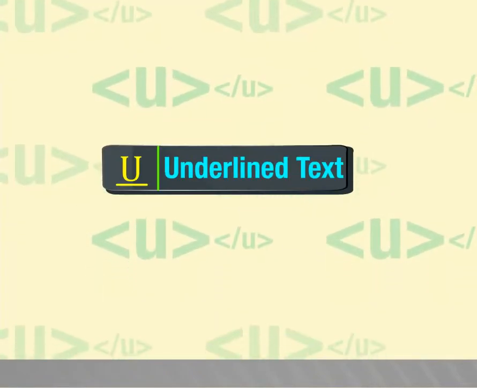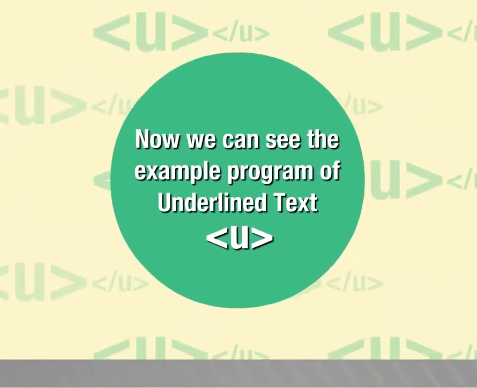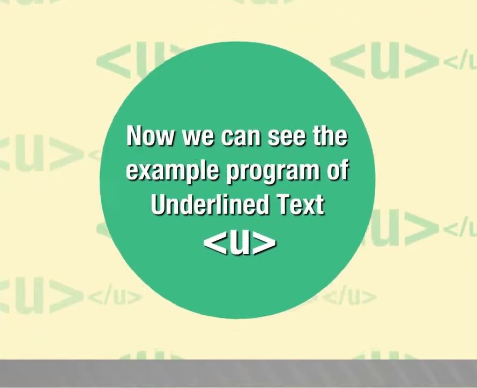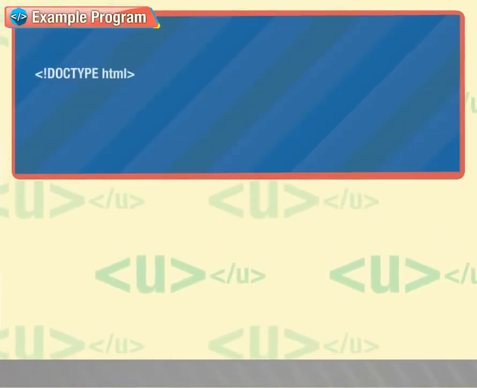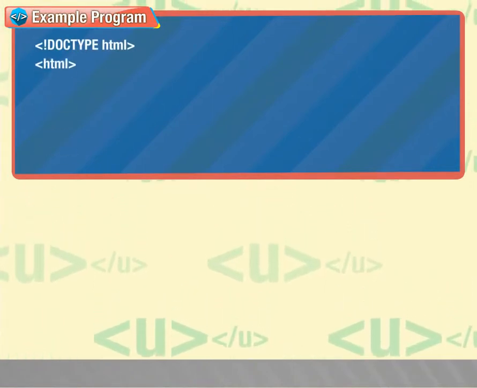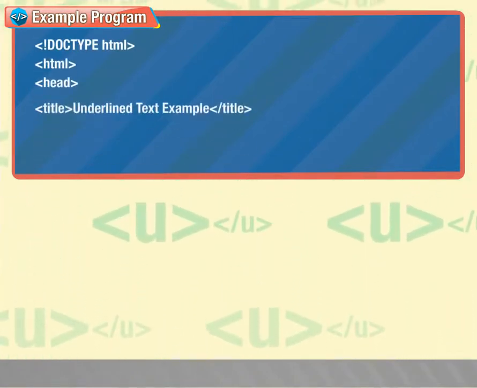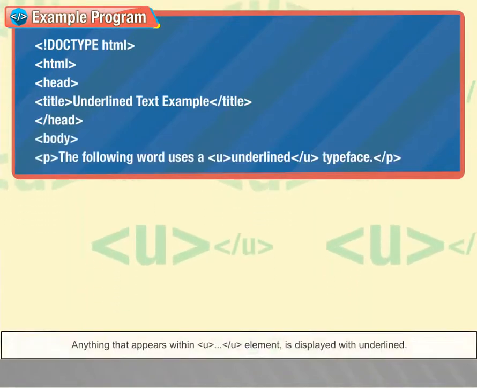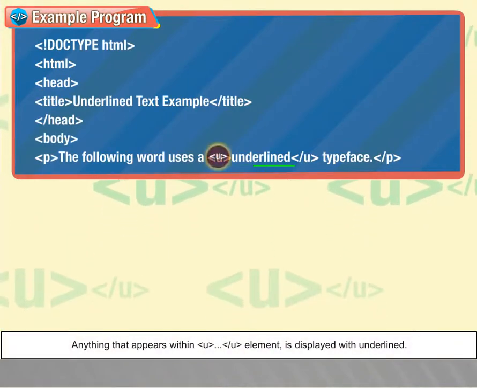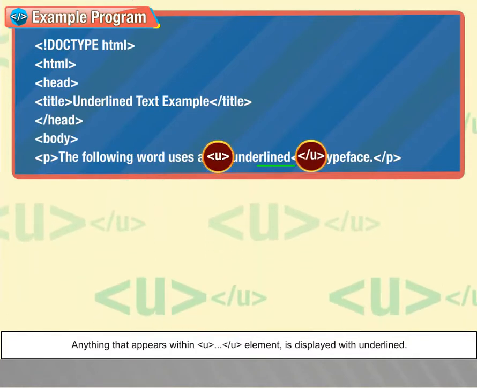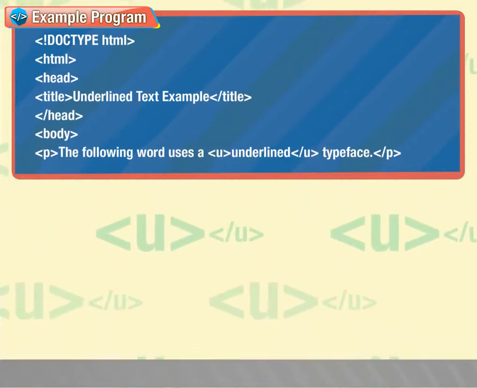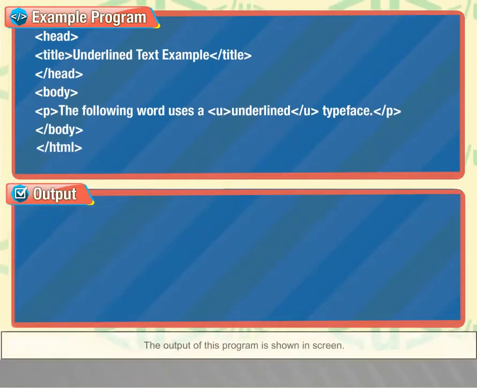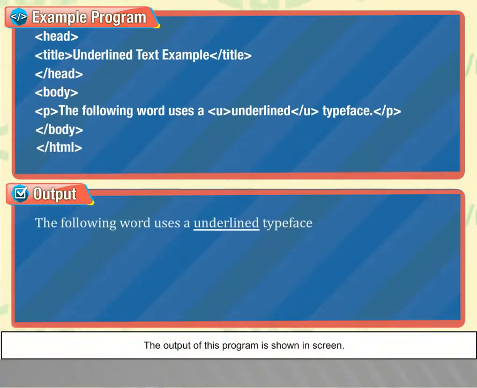Underlined text. Now we can see the example program of underlined text. Anything that appears within the U element is displayed with underlined. The output of this program is shown in screen.